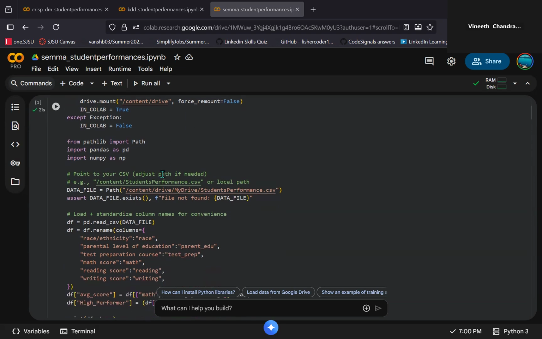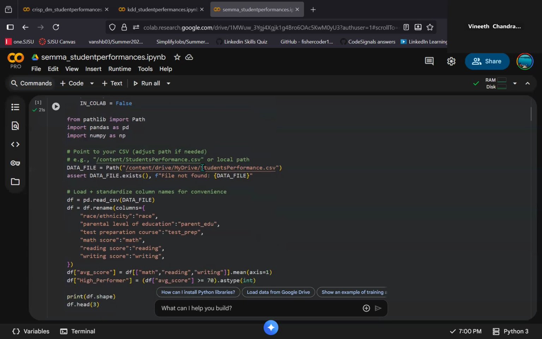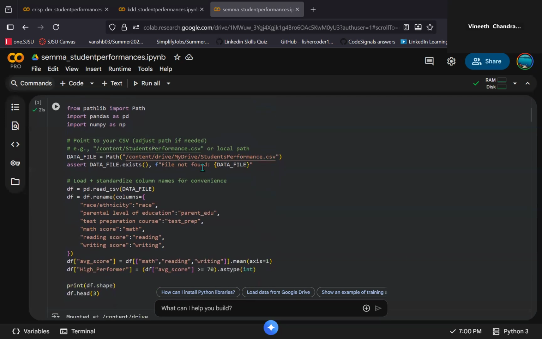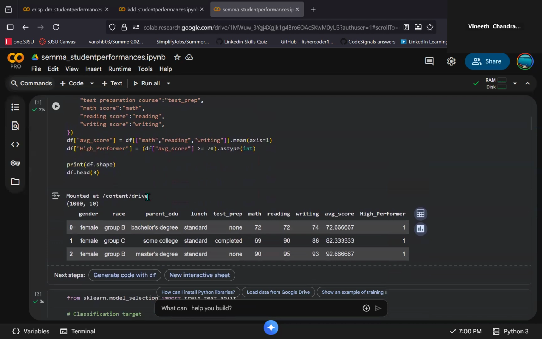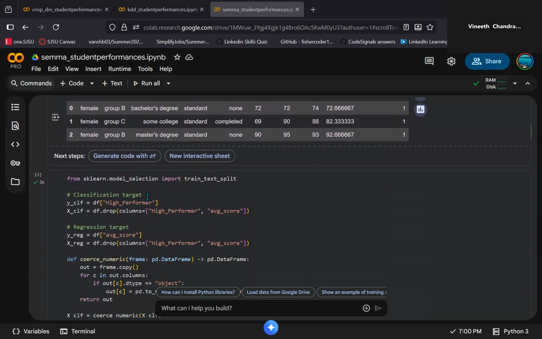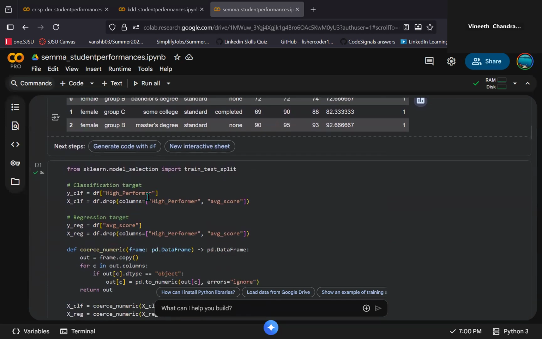For now, I have added the CSV file into my Google Drive, which I am accessing. And I have labeled all the columns, which are gender, race, parent education, lunch type, preparation course, and scores for math, reading, and writing. Next are two targets: a classification label, whether a student is a high performer, meaning the average score is more than 70%, and a regression target, the continuous average score.